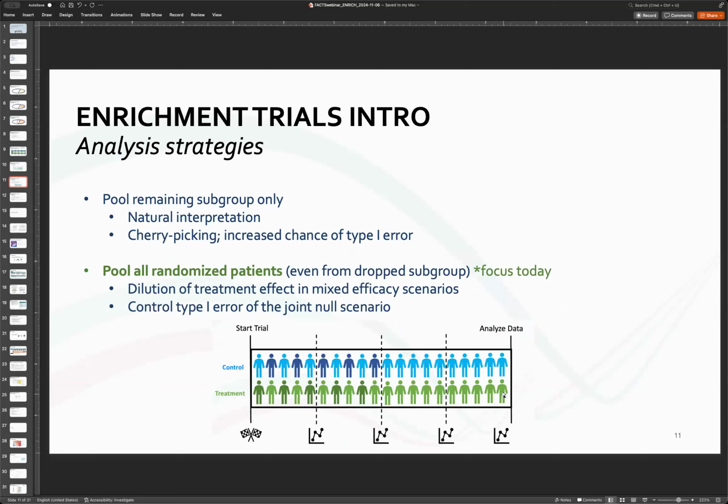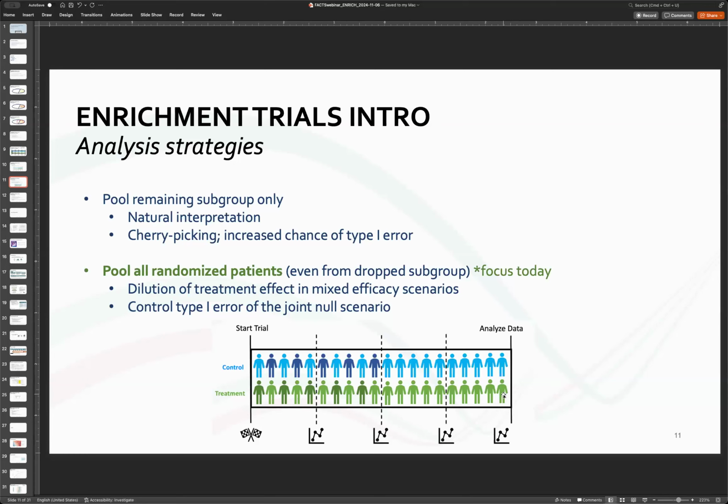And if you're in a mixed efficacy scenario, like the one shown in the picture, but what you get out of this is this nice statistical property of strong controlled type 1 error in the joint null scenario. So if both subgroups have a null, no effect, you get your type 1 error there if you include all of these people in your analysis. And that's what the Enrich trial did. So that's what we're going to focus on here today.